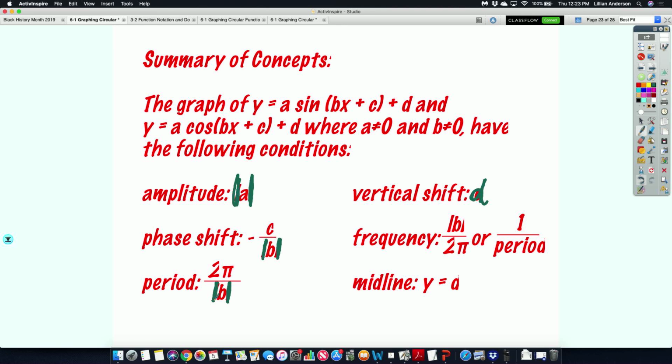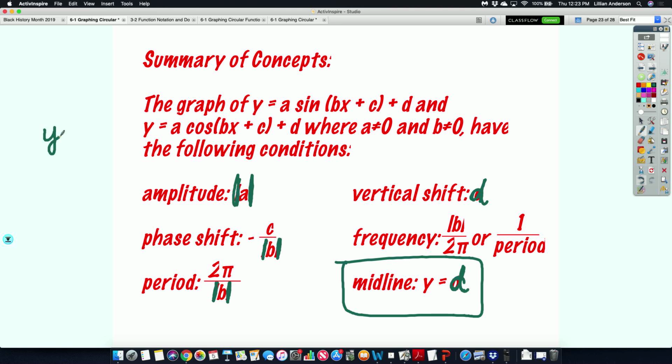The one thing that I suggest that you do write down that we haven't written down is this one right here. That the midline is y equals d. Remember how I was talking about the amplitude is the distance between the highest point and that line in the middle? That midline is whatever the d is. So whatever that vertical shift is, y equals d is that midline. Something else I suggest that you write down.